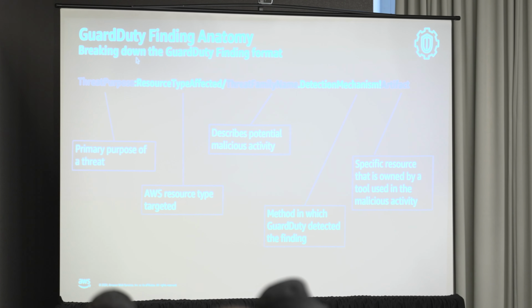This is what a finding in GuardDuty looks like. So at the beginning, you have the purpose of the threat. Then you have the type of resource that's targeted, whether it be an EC2 instance or a Lambda function, as I mentioned. The threat family name, the method in which GuardDuty detected the finding. So if it got it from CloudTrail or VPC flow logs, that'll be in there as well. And then if there's a specific resource that's owned by a tool used in a malicious activity.